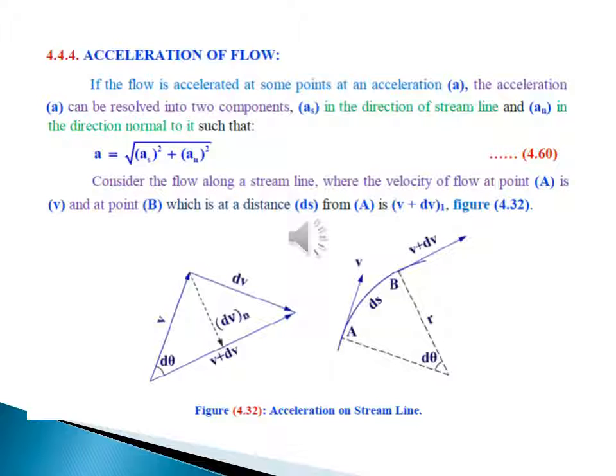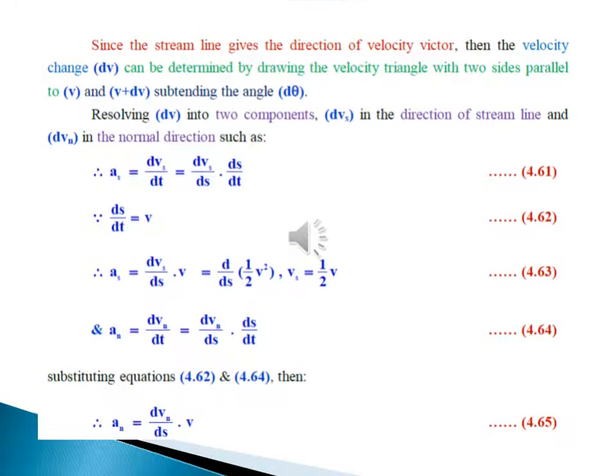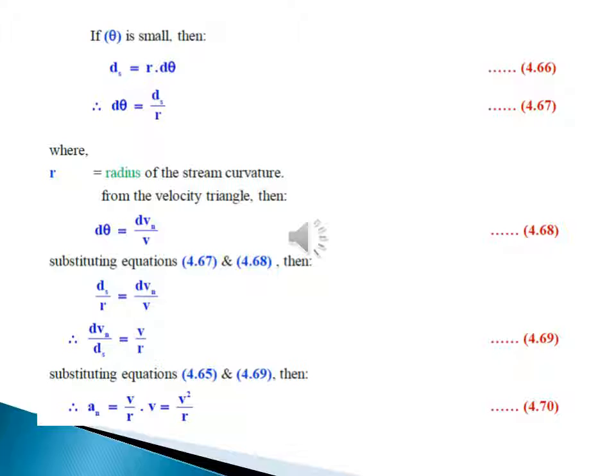Acceleration of flow. If the flow is accelerated at some points, the acceleration can be resolved into two components, in the direction of the streamline and in the direction normal to it, as shown in the enclosed figure. Since the streamline gives the direction of the velocity vector, the velocity change delta v can be determined by drawing the velocity triangle with two sides parallel to v and v plus delta v, subtending the angle delta theta, as shown in the enclosed equation. The rest of the previous equations follow it, my dear.